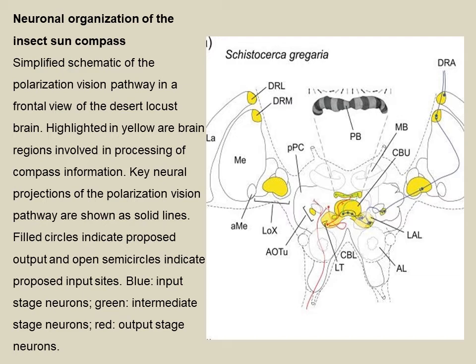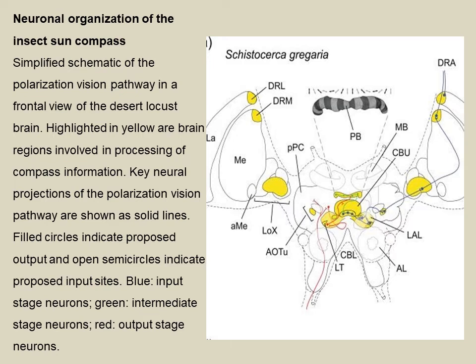and the nervous system. Now, this is the simplified schematic of the polarization vision pathway in a frontal view of the desert locust brain. Highlighted in yellow are brain regions involved in processing of compass information. So, all that which you see in yellow are the areas which are responsible for processing of compass information. So now it is very clear and established that there are centers in the brain which are responsible for the sun compass information.